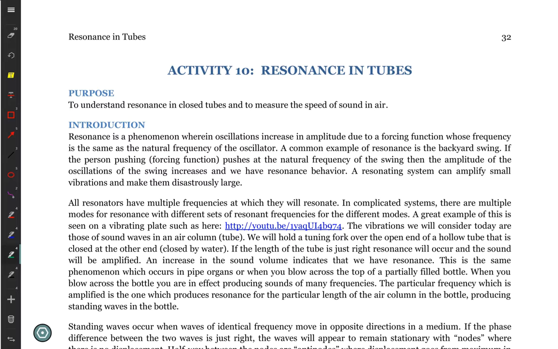Today we're going to be looking at resonance in tubes. Now in class we only talked about resonance on a string, right? We talked about resonance on a string. What do we call the kind of wave you set up when you have resonance on a string? A standing wave.